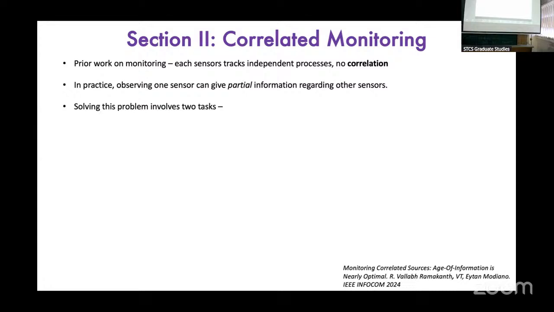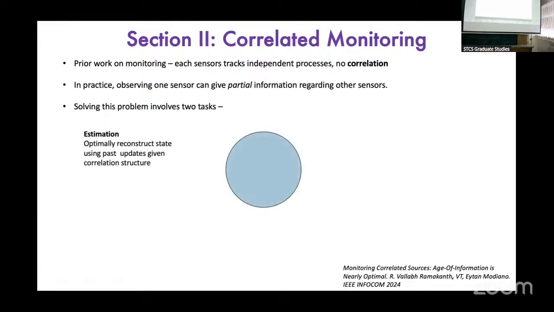So solving this problem actually requires two different kinds of tasks, especially when there is correlation structure involved. The first one is how to do estimation. If someone tells you what the correlation structure is, and I give you partial information, even without designing the scheduling aspect of it, you need to figure out, given this past information and correlated updates, what is the optimal estimator? Because I need to understand the correlation structure and figure out what my state is going to be in the future, or do some prediction given this partial information. And the second is the scheduling, which is which source should I observe at any given point of time.